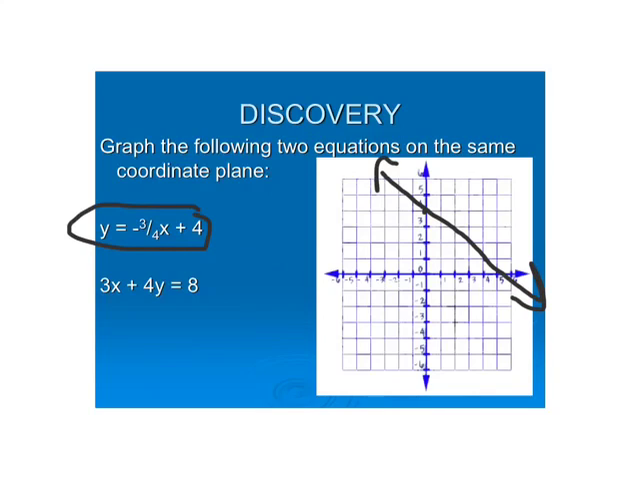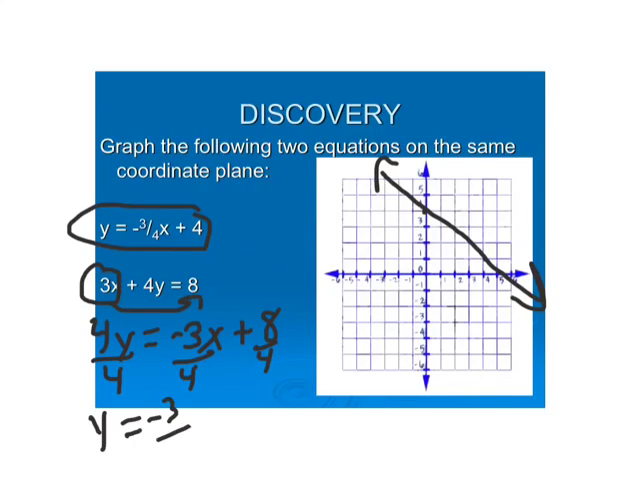Now I need to graph my second equation, and my second equation is in standard form, so I will change that into slope-intercept form. I'll move 3x over. When it changes sides, it changes signs. And then I will divide by 4. And that leaves me with y equals negative 3/4 x plus 2. Now when I graph my second line, my y-intercept's 2. I go down 3, right 4, and I draw my line.